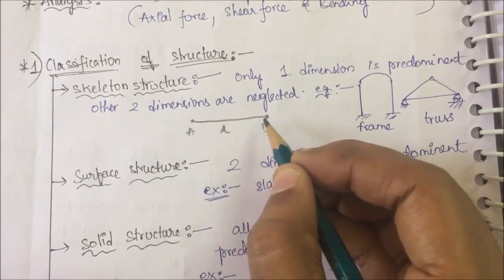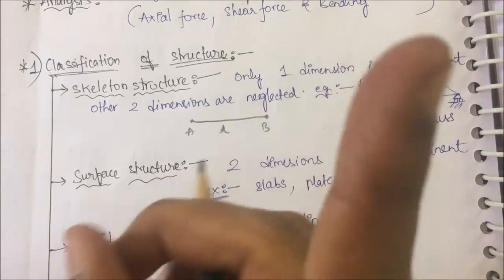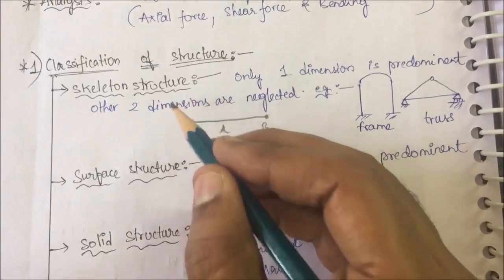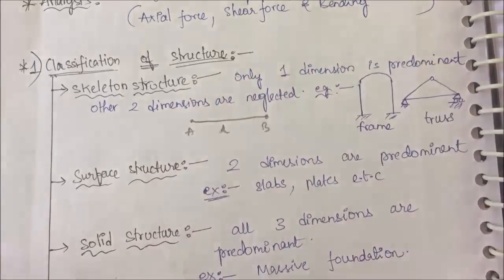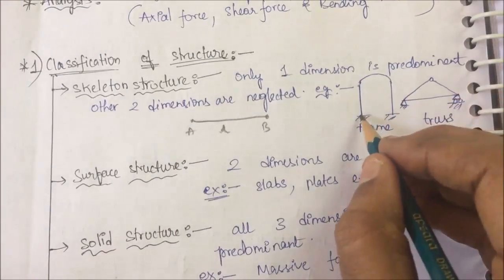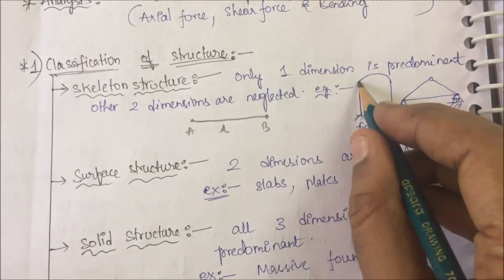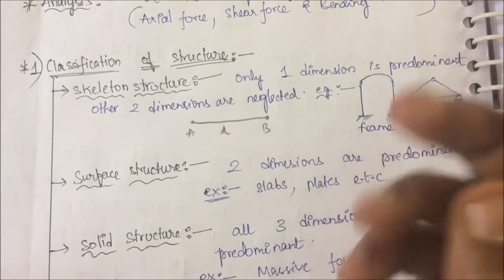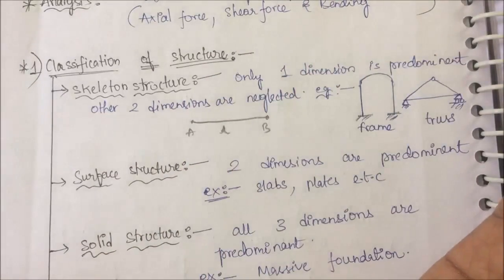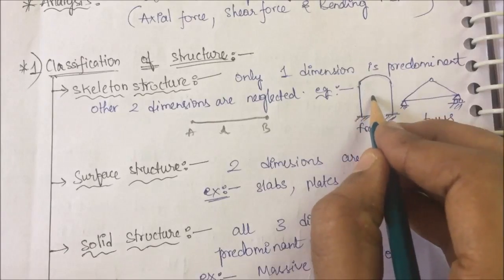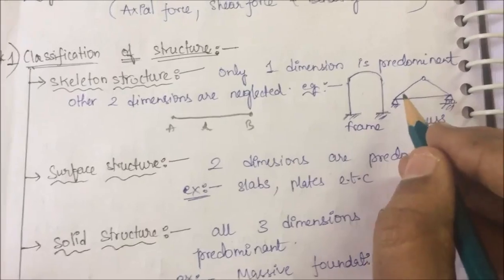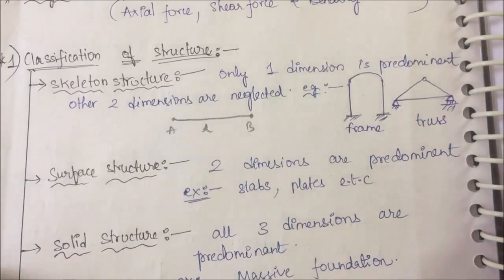This type of structure, in which you represent your structure by only 1 dimension and neglect the other 2 dimensions, we call a skeleton structure. And this is the skeleton structure we use in structural analysis mostly. Okay, so if you are drawing a frame, you will draw columns, you will draw beams, and then you will draw a column. You are not drawing the other dimensions, the breadth and the thickness. The same happens with trusses also. You just join your straight links, that's it. So this is about skeleton structures.